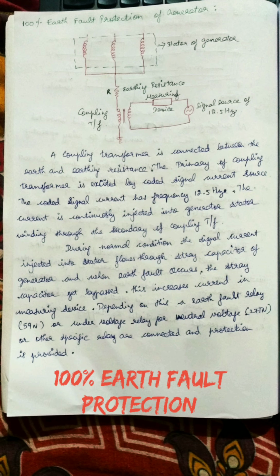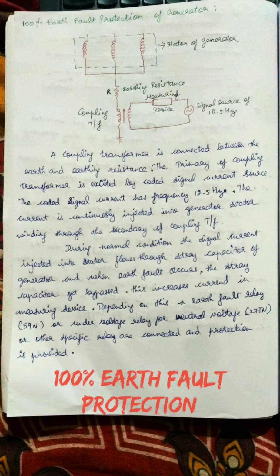So a coupling transformer is connected between the earth and your earthing resistance. The primary of the coupling transformer is excited by a coded signal current source. The coded signal current has a frequency of 12.5 Hz. So the current is continuously injected into your generator stator winding through the secondary of your coupling transformer. During normal conditions, the signal current injected into your stator flows through the stray capacitance of the generator, and when an earth fault occurs, the stray capacitance gets bypassed.